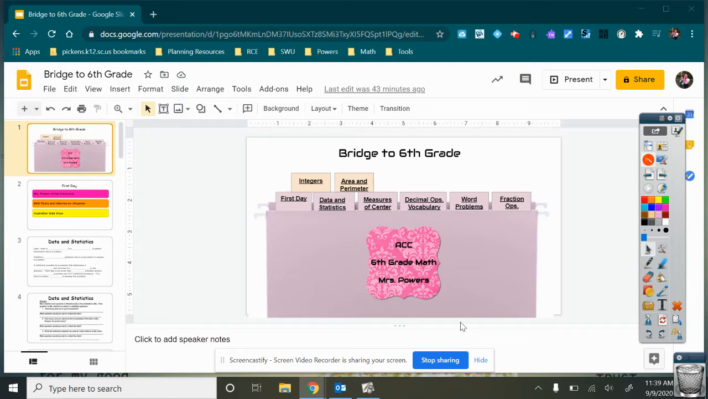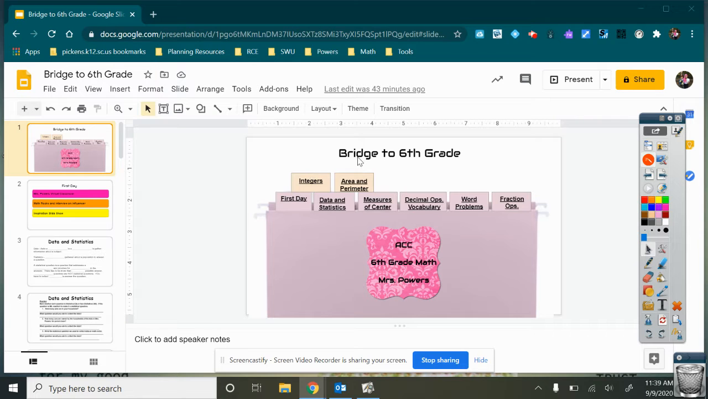Hey guys, today in class we covered integers. So you need to make sure that you have your Bridge to Six digital notebook pulled up because we're going to do a couple things in the notebook. And also you're going to need your paper notebook with the pages that we glued in last week before we left for e-learning for the integers notes.